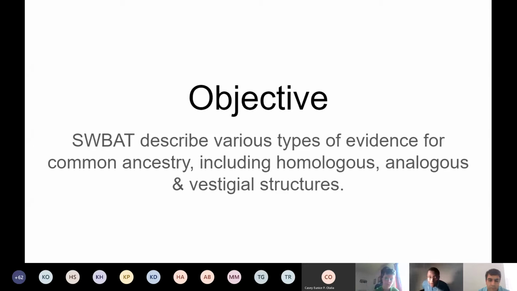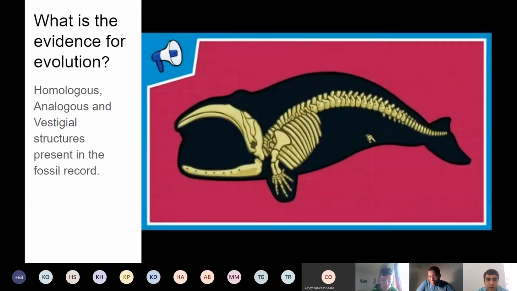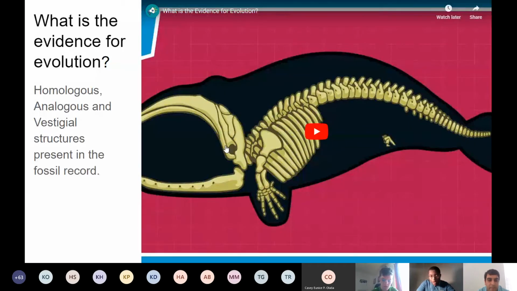Students will be able to describe various types of evidence for common ancestry, including homologous, analogous, and vestigial structures. I hope what this shows you is that, again, biology has a lot of vocabulary terms, right? So we're looking at homologous, analogous, and vestigial structures today. We're using this to go back to the evidence of evolution to show common ancestry. Okay, so we're going to watch a video real quick.